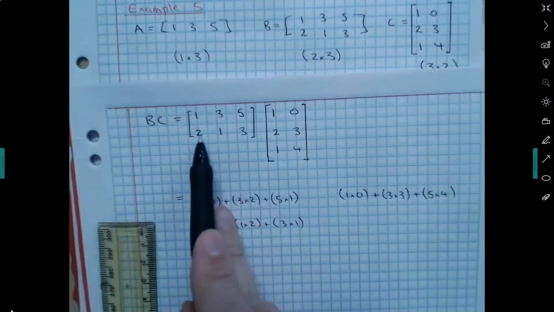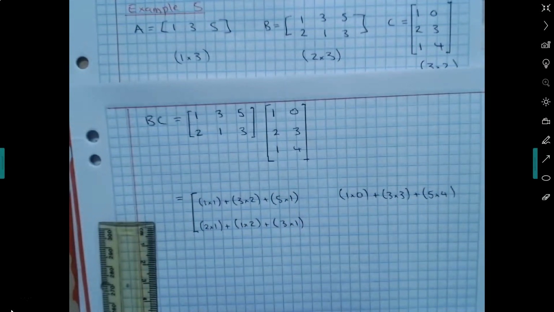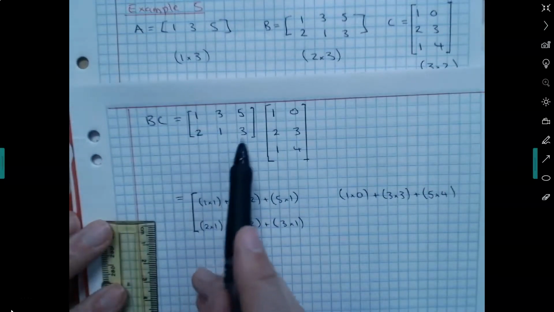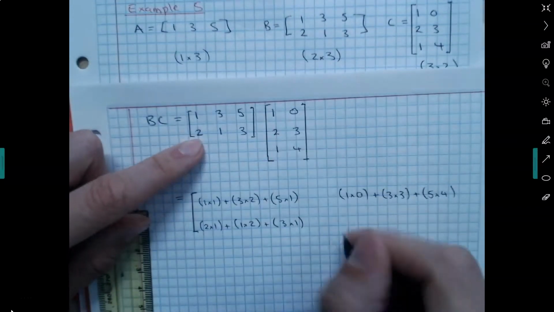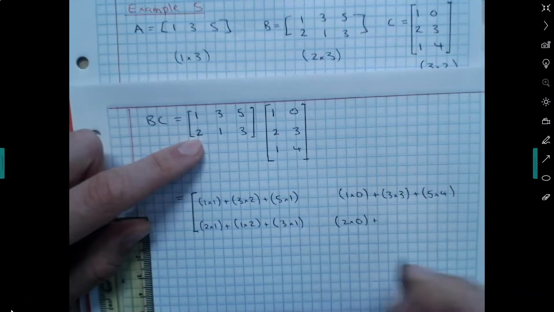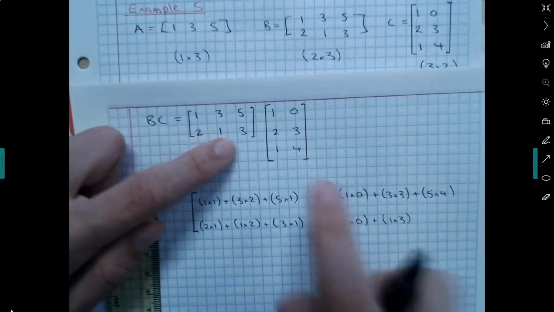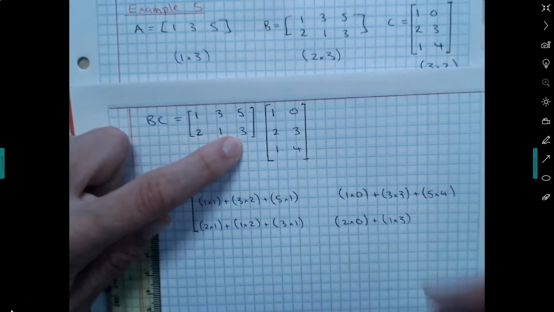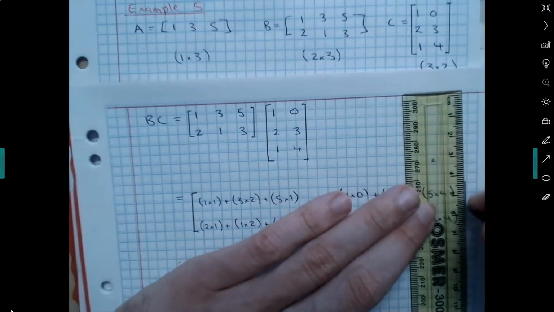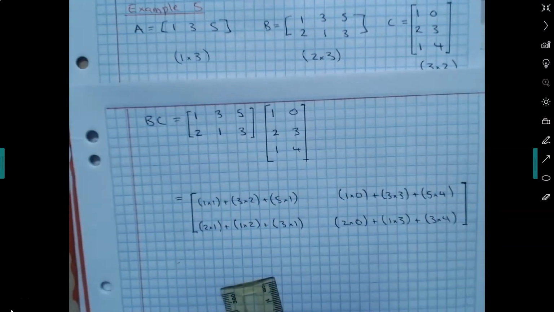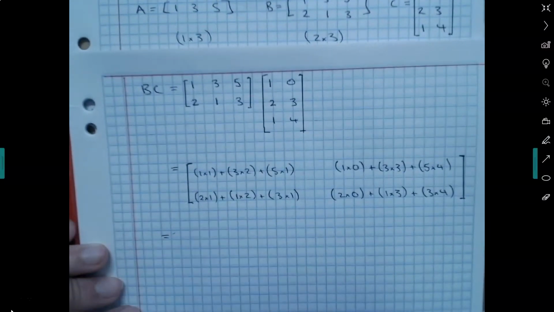Alright, so I've just multiplied that row there by that column there. So the only row and column that I haven't multiplied now is this bottom row by that column there. So I'm going to go 2 times 0 plus 1 times 3 plus 3 times 4. And now it's a matter of simplifying each of those components.